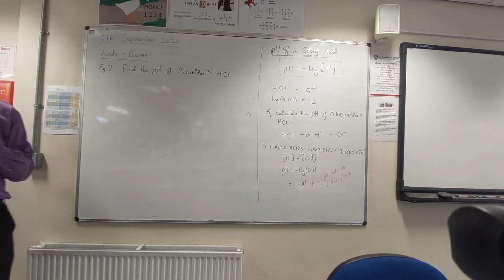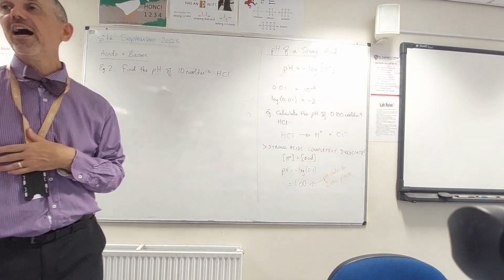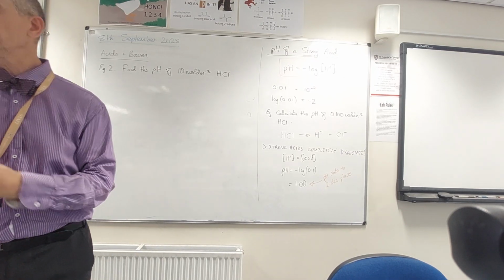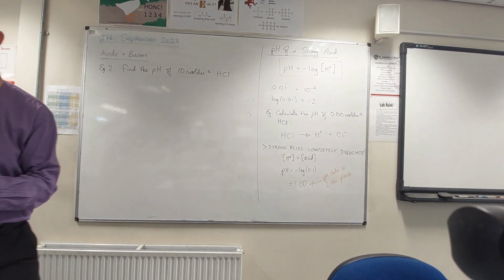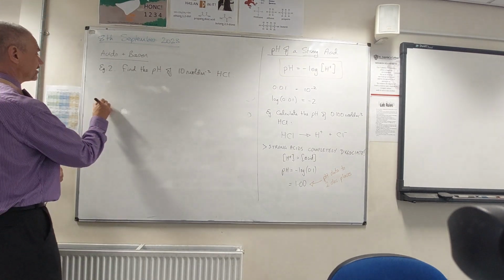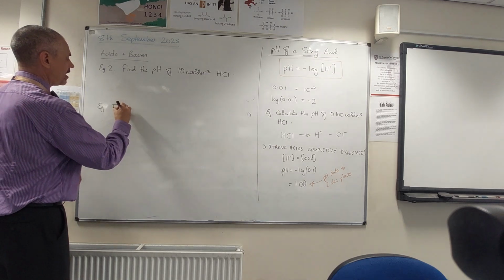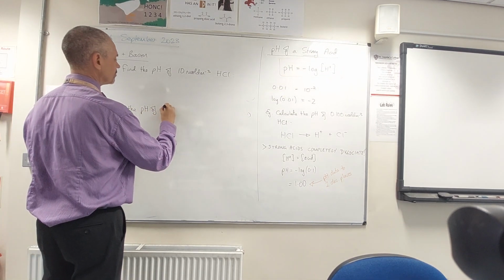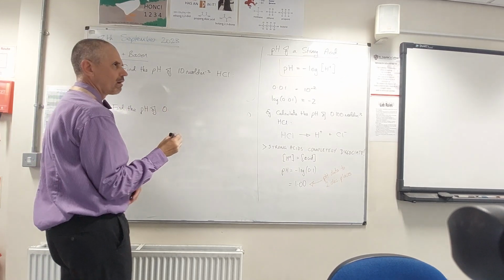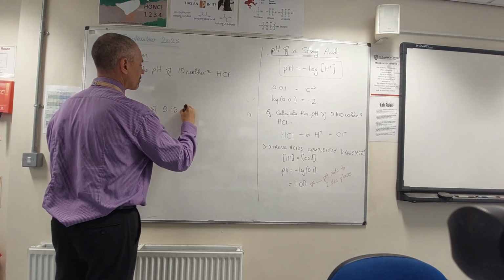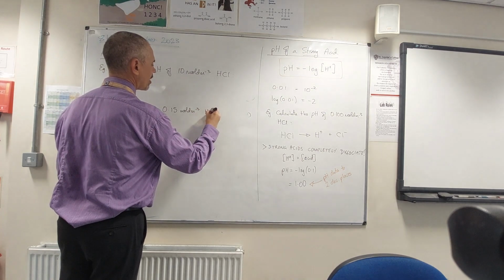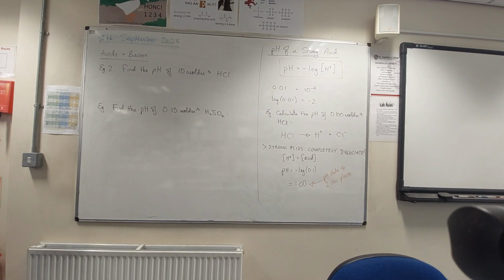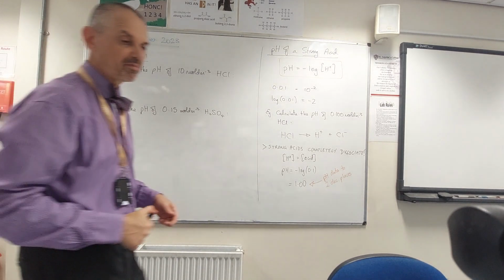When hydrochloric acid comes to us, it comes in big 2.5 litre bottles, and it comes with a concentration of 10 mole per dm cubed. That's concentrated hydrochloric acid. Just do those for me, please.